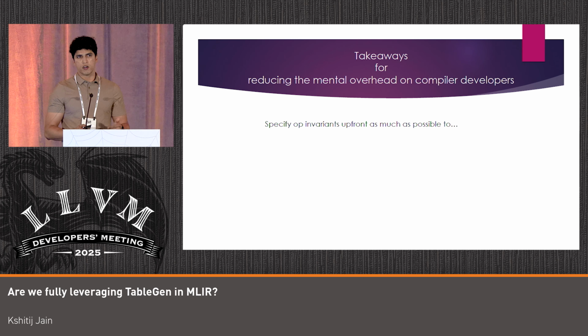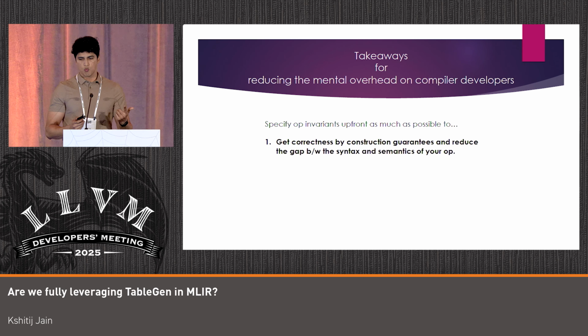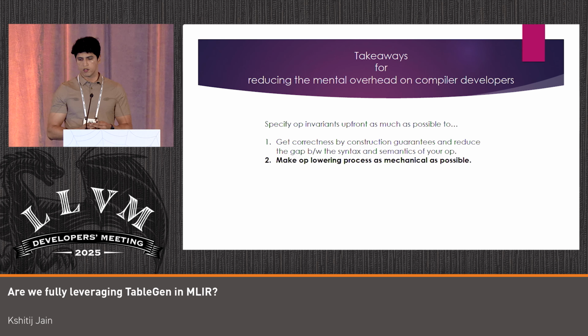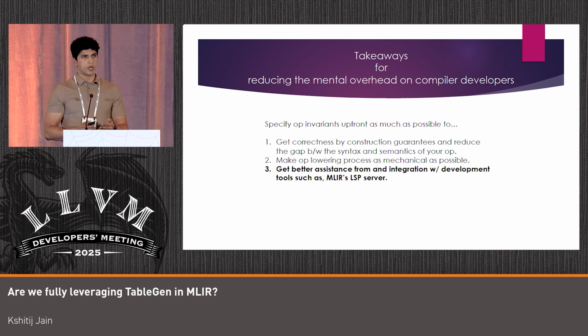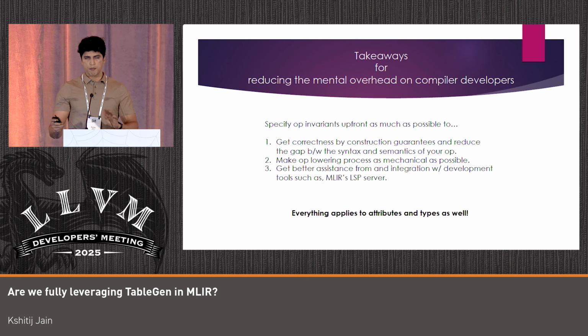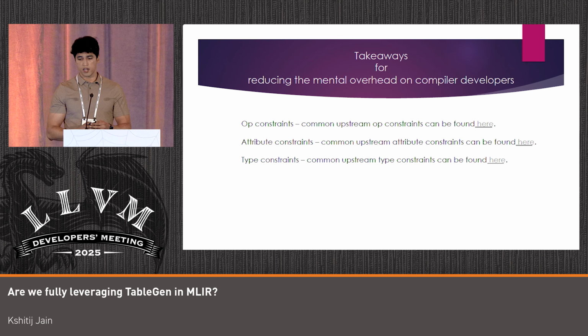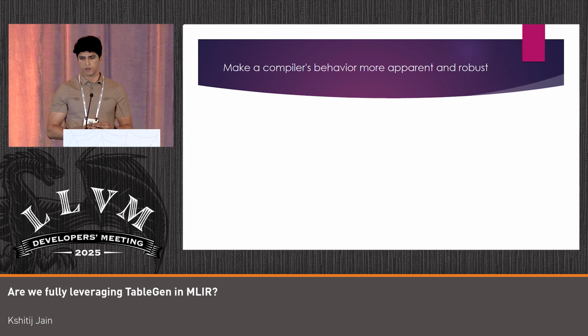All right, concrete takeaways to ensure we get this benefit. Specify op invariants upfront as much as possible to, one, get correctness by construction guarantees and reduce the gap between the syntax and the semantics of your op. Two, make the lowering process as mechanical as possible. And three, get better integration with development tools such as the MLIR LSP server. And everything that I mentioned here applies to attributes and types as well. I also wanted to highlight some quick links to available upstream op, attribute, and type constraints that should come in handy for writing richer TableGen code. All right, with that, let's move on to our second benefit.